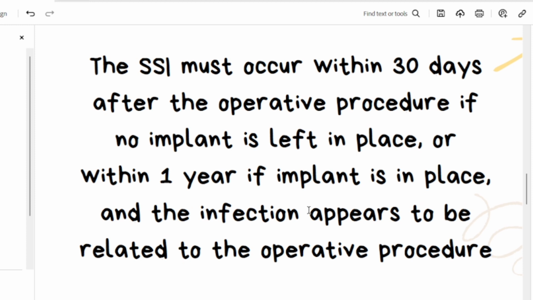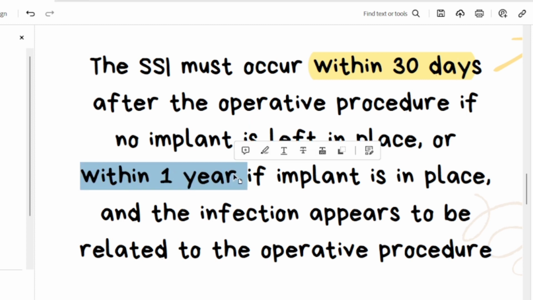According to Sebastian, what classifies as a surgical site infection? This is an infection which is related to the operative procedure and it occurs within 30 days after the operative procedure, or it occurs within 1 year after the operative procedure, but there is an implant in place. So without an implant, it is within 30 days, and with the implant, 1 year is the time period. So that is surgical site infection.